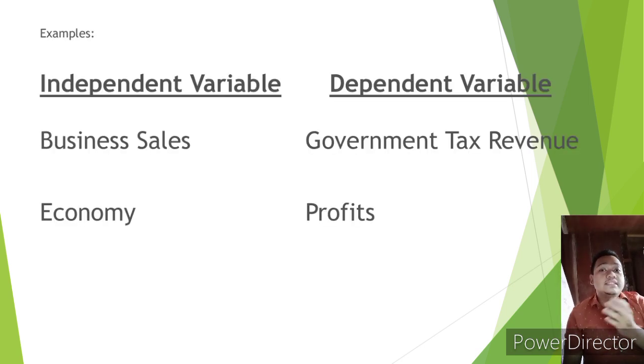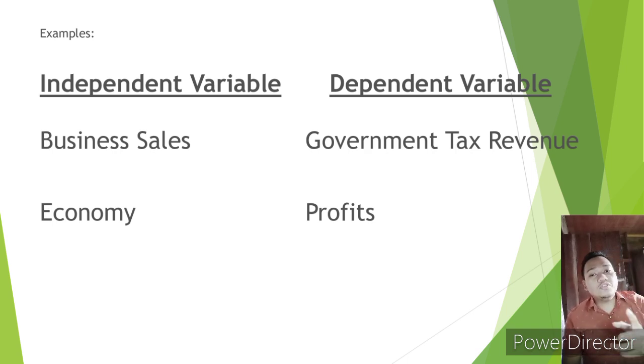Next, the examples of this relationship. The independent variable is the sales or profits of the business establishment. The dependent variable is the government tax revenue. Why? Because if the sales or the profits of the businesses are higher, the more government tax revenue will be collected from them. If the business sales are lower, the lower the government tax revenue will be collected. Okay?